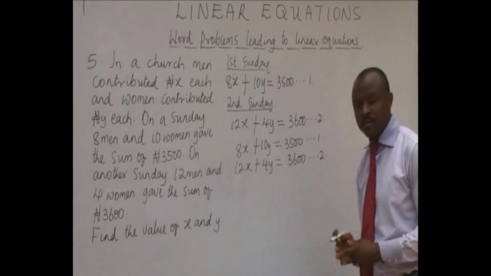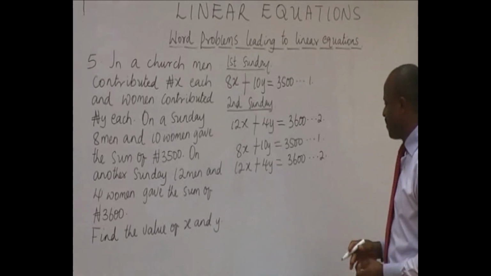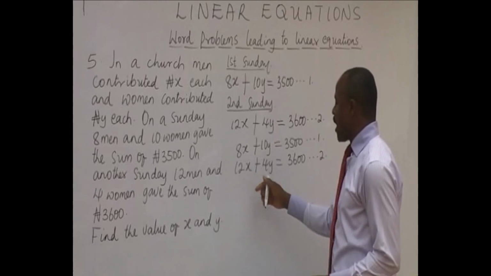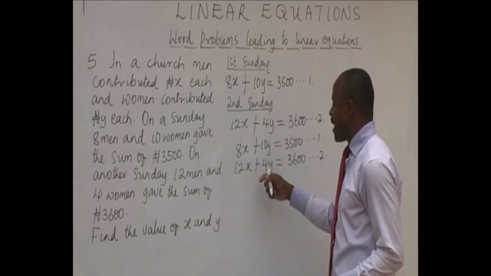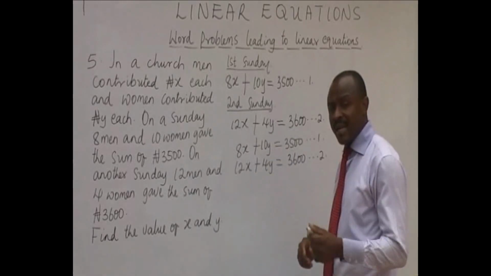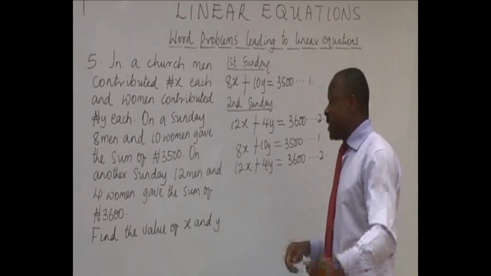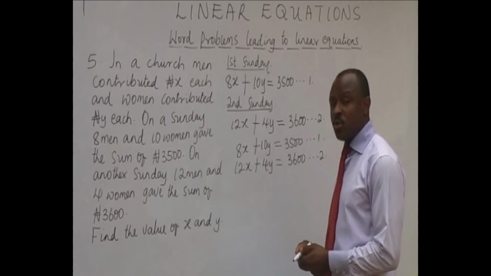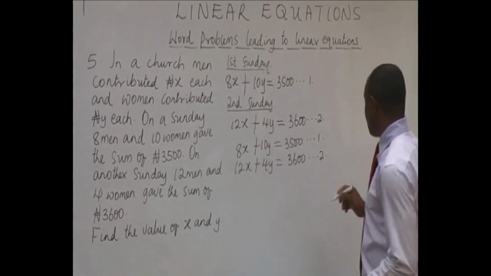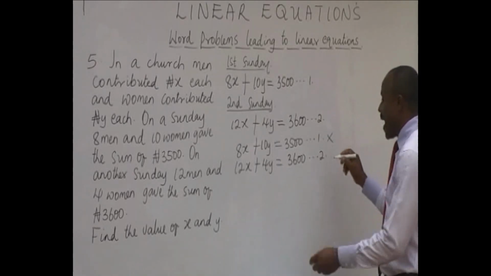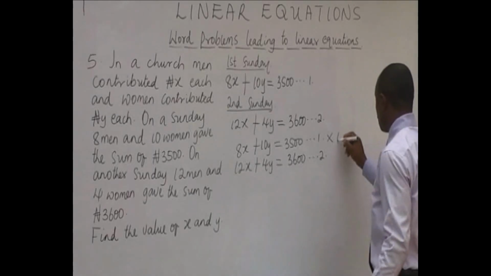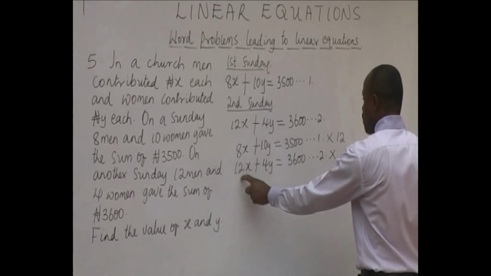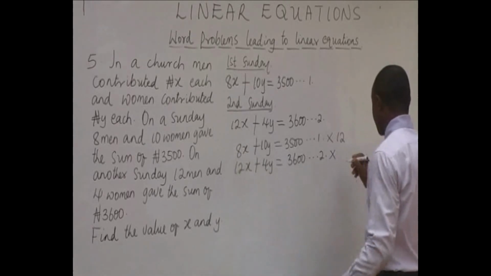So we can now solve the simultaneous equation. What we're going to do now is multiply, because before you can go ahead and solve this simultaneous equation, the coefficient of x in both equations must be the same thing. And what you will do to make them the same thing is multiply the whole of equation 1 by the coefficient of x in equation 2, which is 12. And multiply the whole of equation 2 by the coefficient of x in equation 1, which is 8.